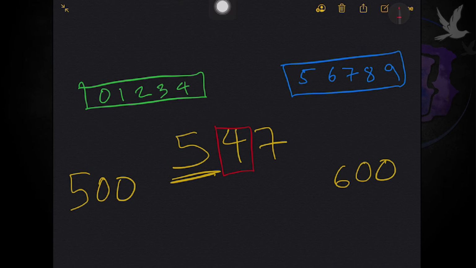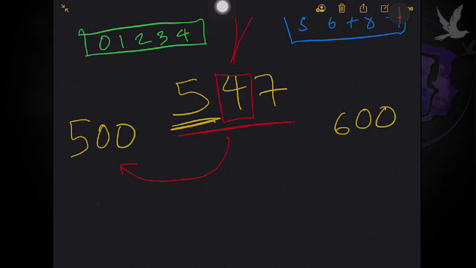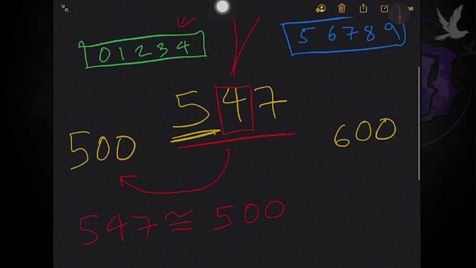Now, is 4 here or here? Does 4 belong to the group to our left or to our right? Obviously it belongs to this group, which is to our left. Which means all you have to do is to choose the number to your left, which is 500. So 547 rounded off to the nearest hundreds is equivalent to 500. Okay? Just to make sure that you were able to understand, I'm going to give you another example.